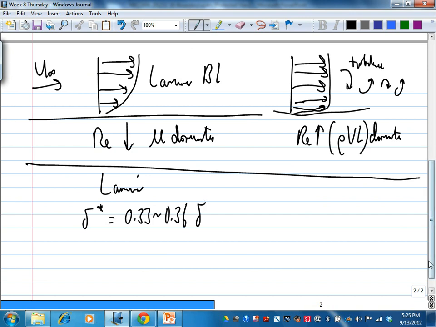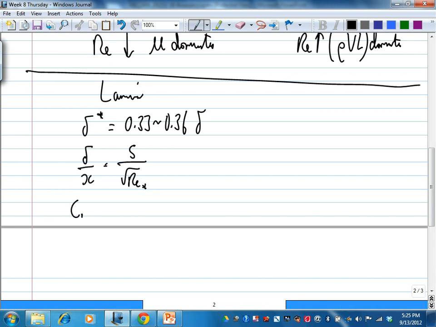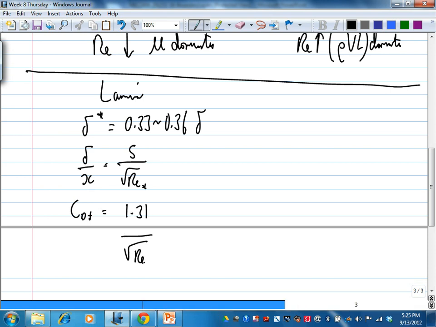What are the other equations? Delta on x is equal to 5 over square root of Re_x. It's testing my memory. And I think the other one is C_DF, which is approximately 1.31 over square root of Re_x. Is that correct? Is that what we used last time? Okay, that's for the laminar flow.